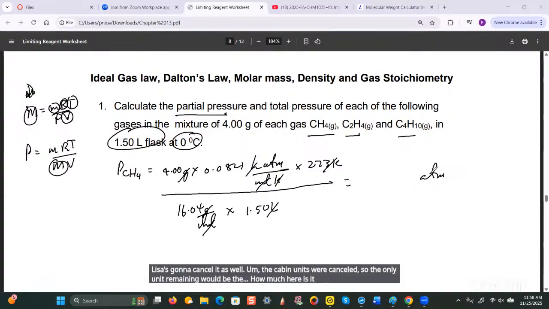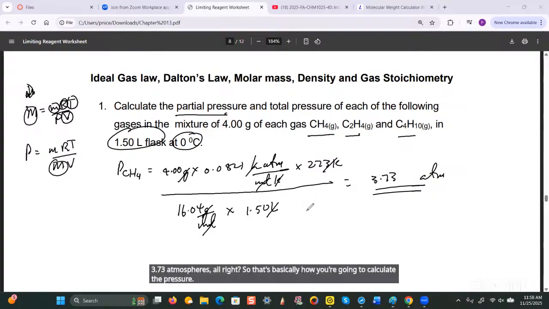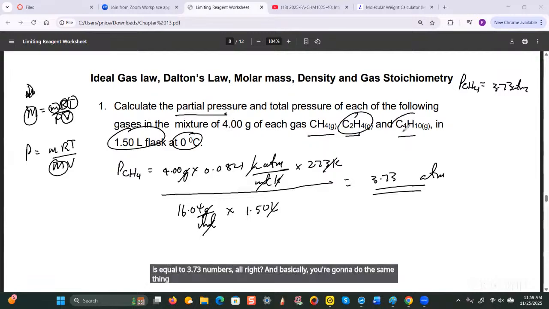So let me do the number crunching. That's 4 times 0.0821 times 273 divided by 16.04 times 1.5. According to my calculation, this works out to be 3.73 atmospheres, all right? So that's basically how you're going to calculate the pressure of methane, right? So I'm just going to squeeze it up here. PCH4 is equal to 3.73 atmospheres, all right? And basically you're going to do the same thing for C2H4 and C4H10.